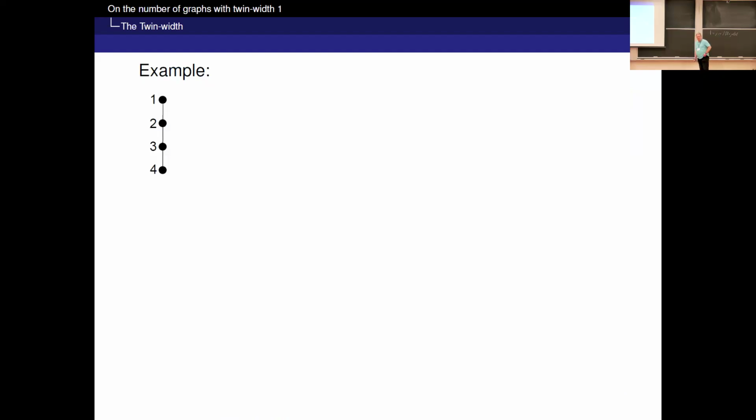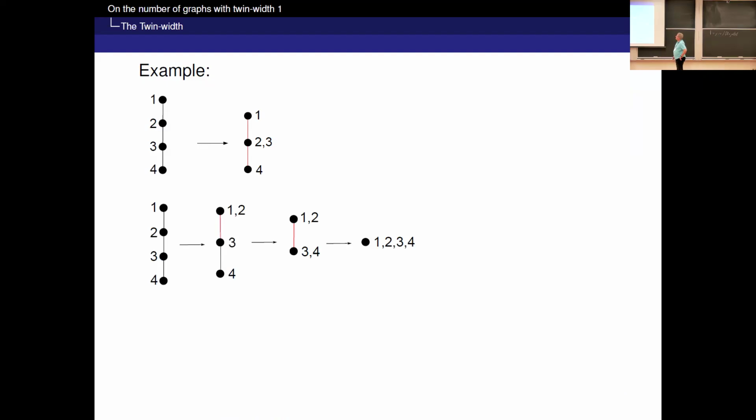Another example, the P4, the path with 4 vertices. You may contract, for instance, the 2 middle vertices, then the neighborhood differs in both. Here 1 and 4 are neighbors of only one of the two, so you get 2 red edges that way. But you can do it in another way by merging 1 and 2. Then the only difference is in the vertex 3, which is a neighbor of 2, but not of 1. So you have 1 single red edge.